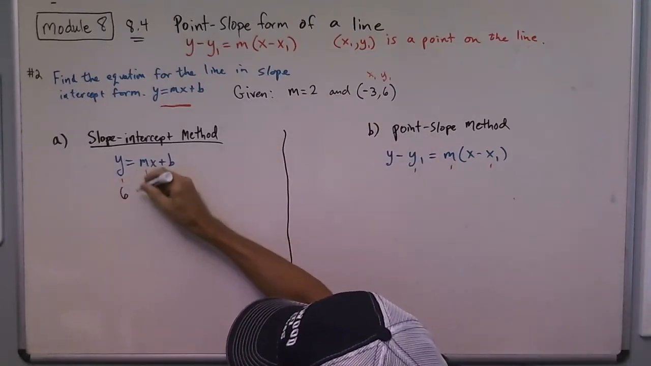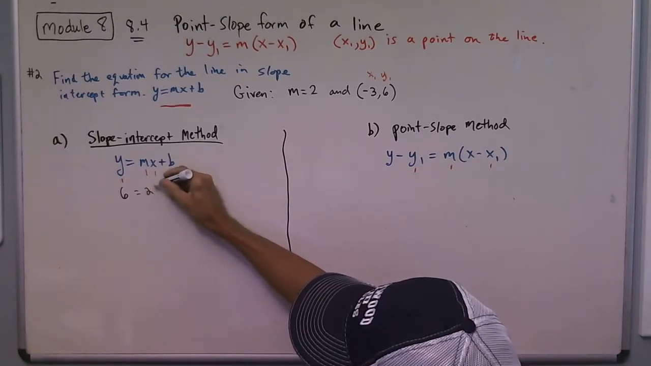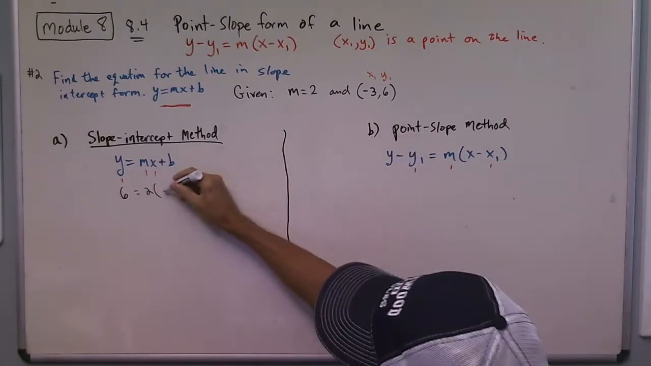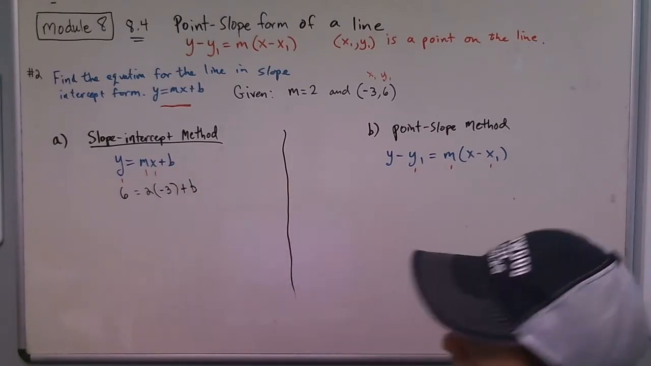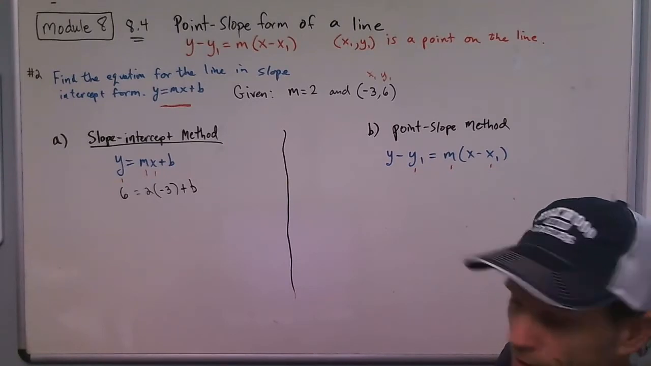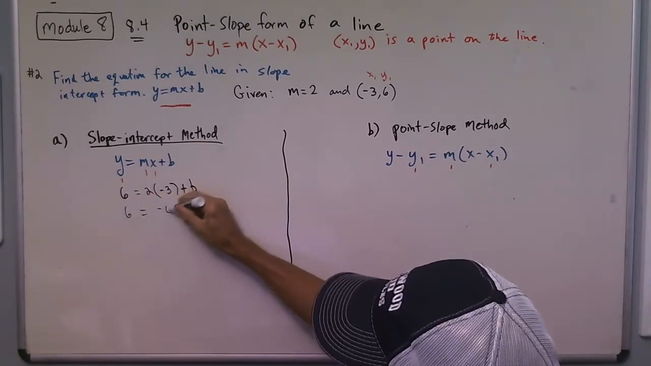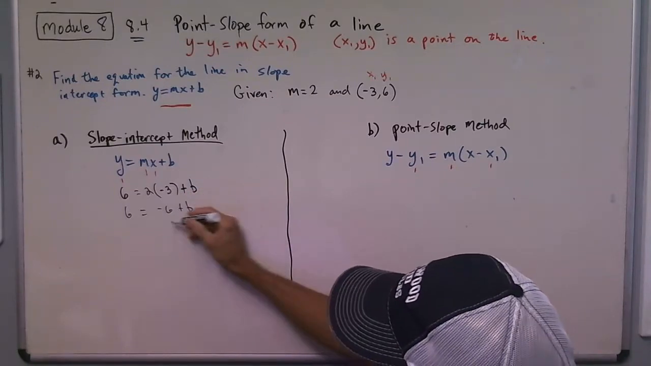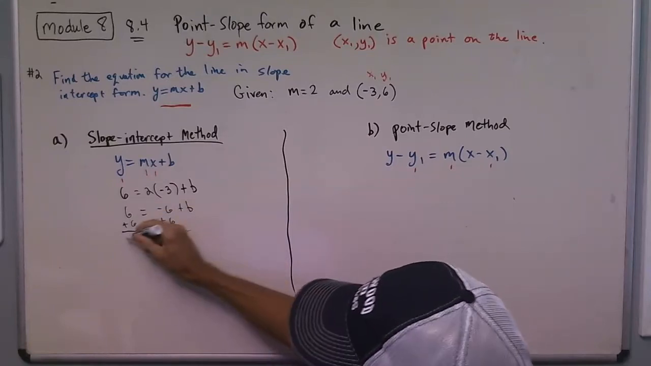I have 6 equals 2 times -3 plus b. So now we have one unknown value of b, and we can figure this out by just using our algebra skills. And we can add 6, and we find out that b is equal to 12.